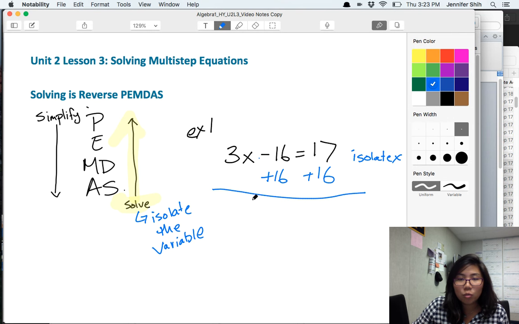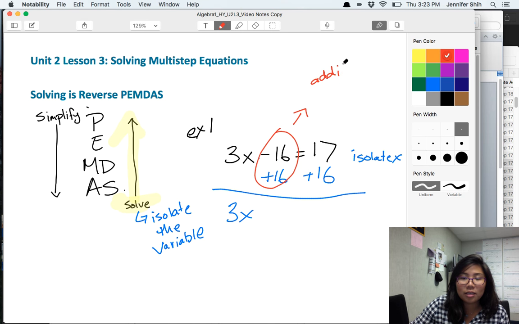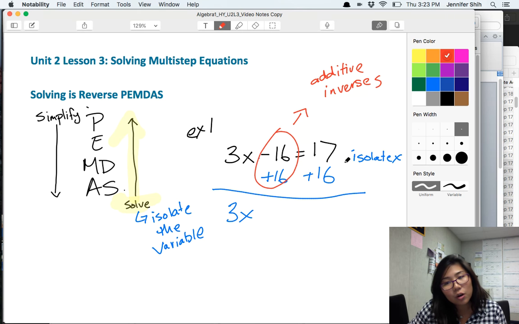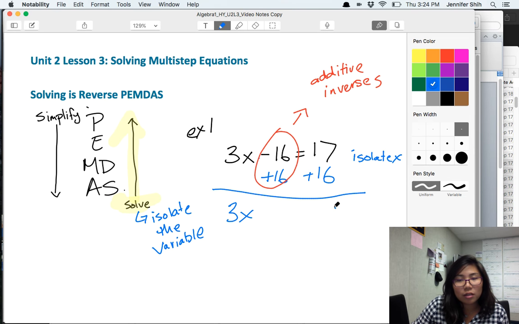I'm going to draw an equal bar and drop this down here. So that's 3x. This goes to 0 because they're additive inverses, which means these are numbers that add to 0. And then we're going to add the other side, 17 plus 16. Well, let's see, there's a 3, carry the 1, another 3. So we get 33.